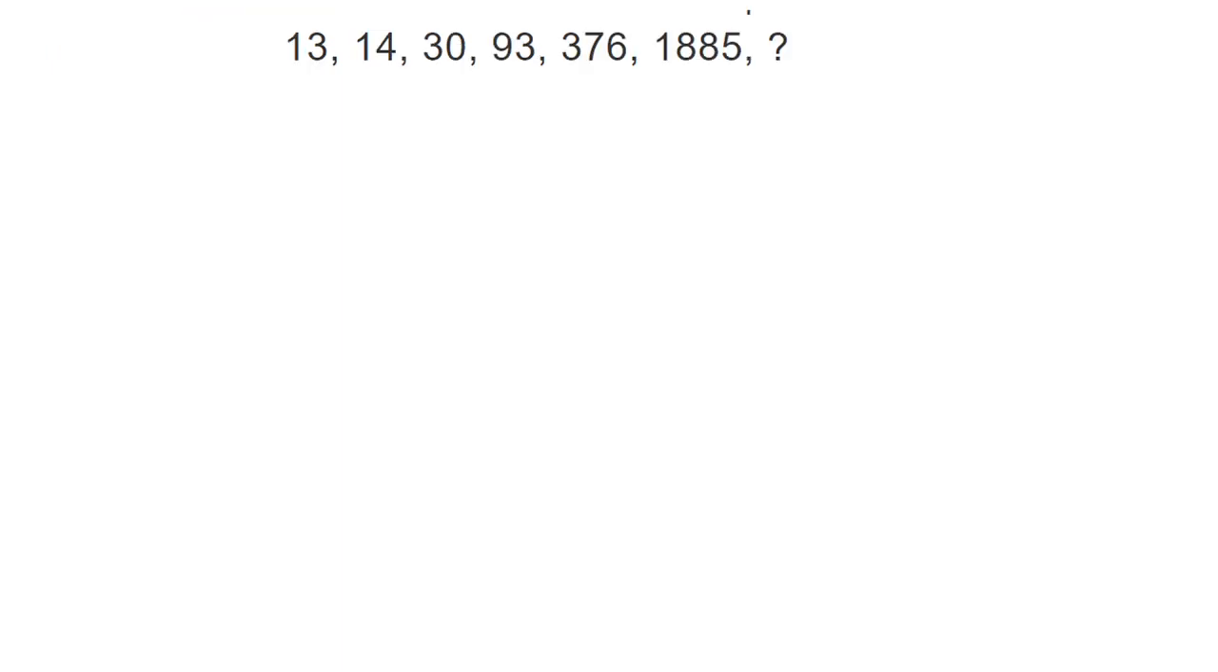This is easy, I think it is easy। I think एक क्वेश्चन स्किप हुआ क्या, हाँ ये वाला। Let's see this first। It is 13, 14, 30, 93, 376, 1885। What should be the next?